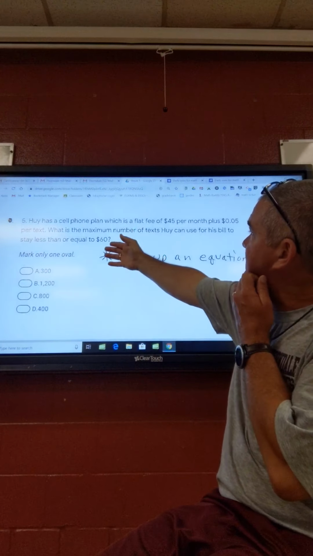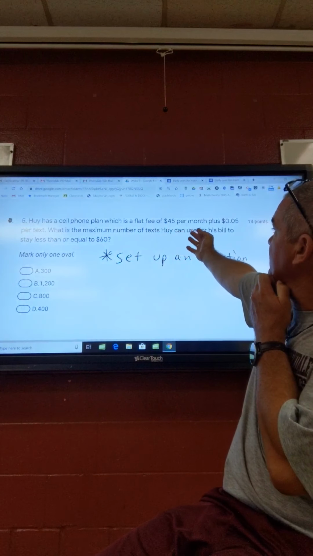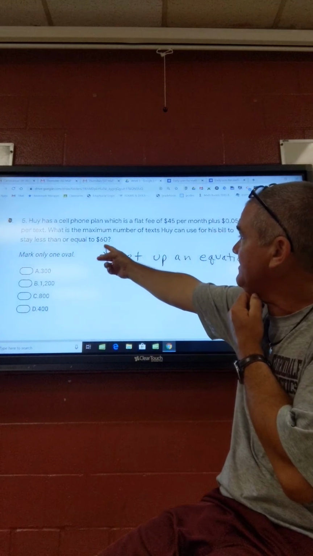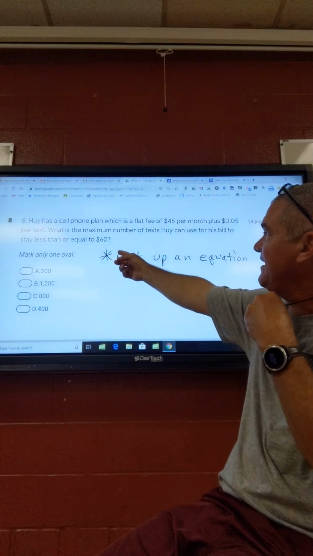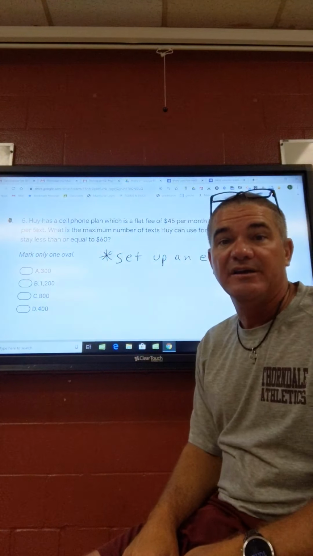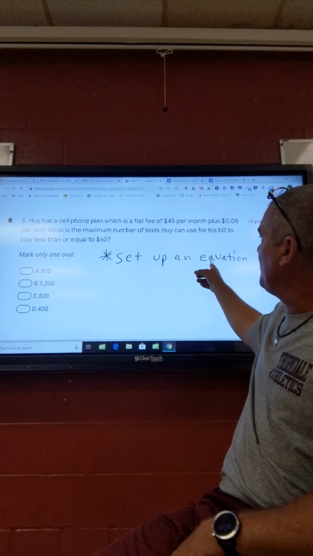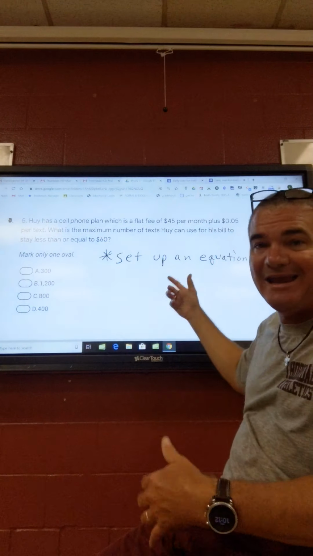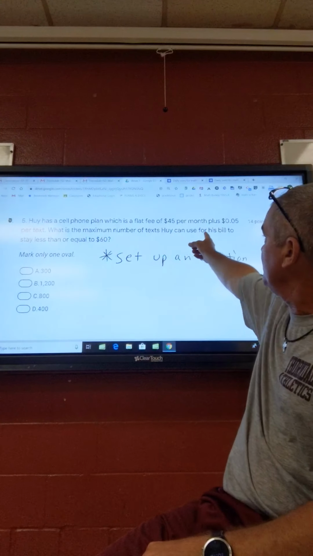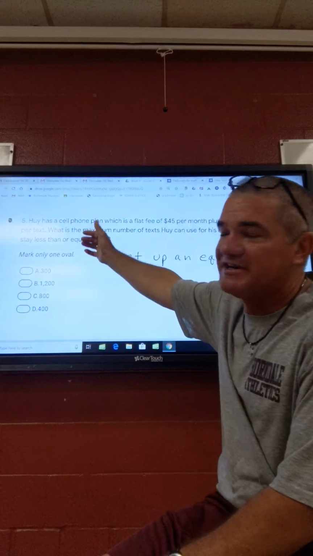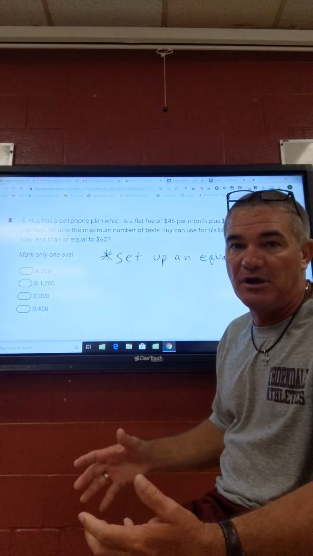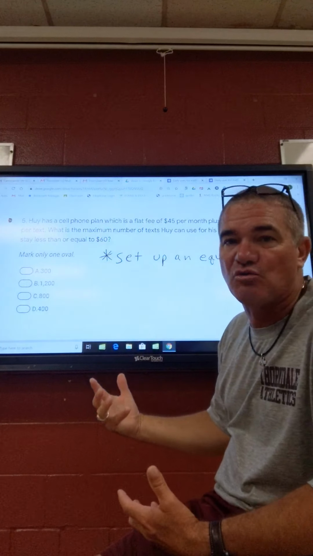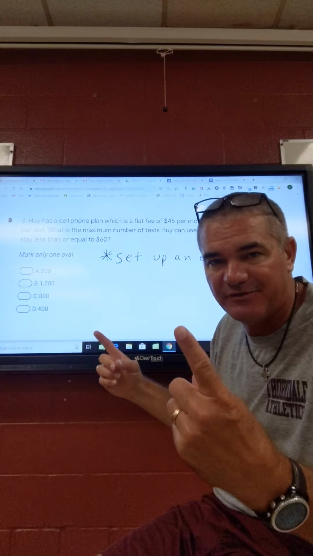All right. This says they have a sale plan, which is a flat fee of $45 plus 5 cents per text. What's the maximum number of texts you can use for his bill to stay less than or equal to $60? So you need to set up, and when I said equation, I should have said inequality, because it says they're going to stay less than or equal to $60. I really should have put an inequality right there. I messed that up. Sorry about that.